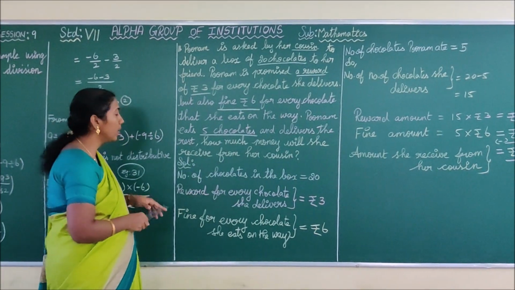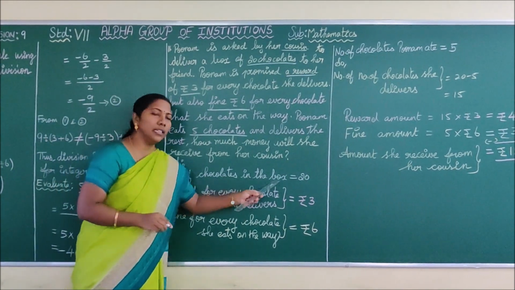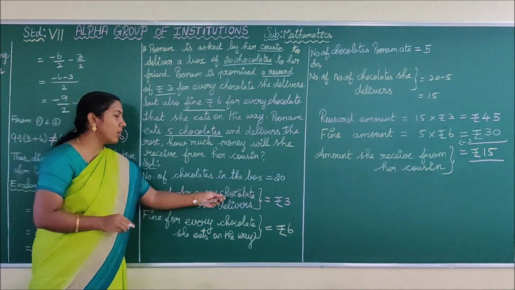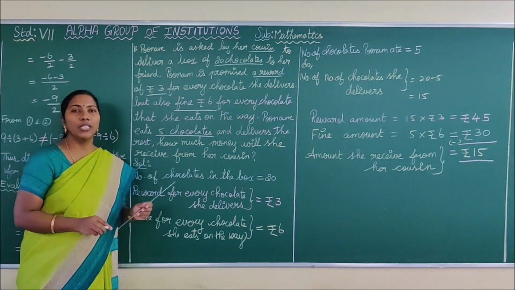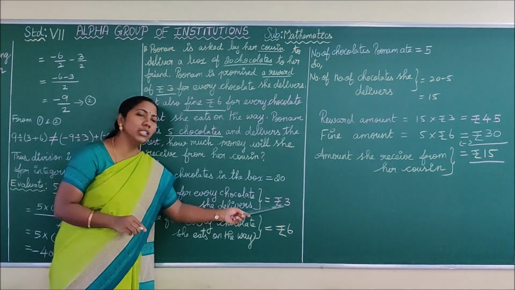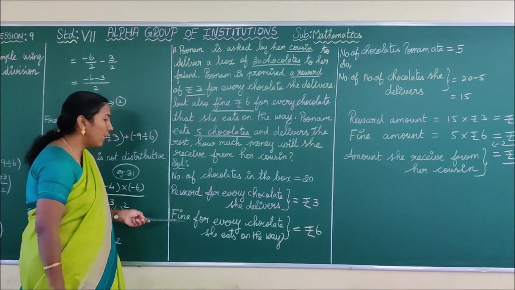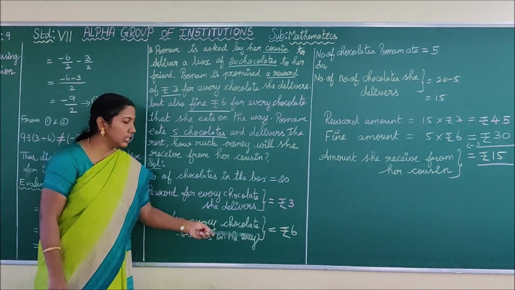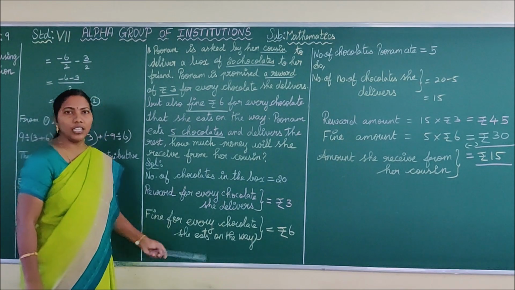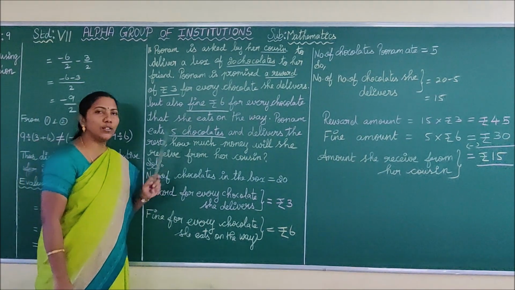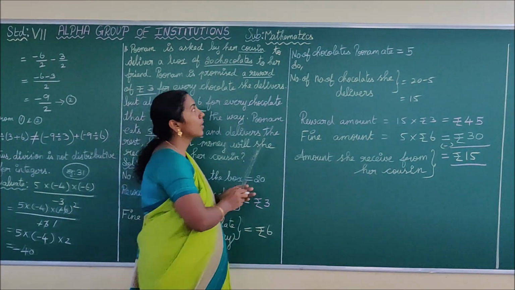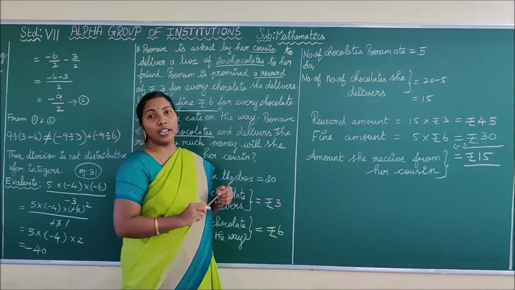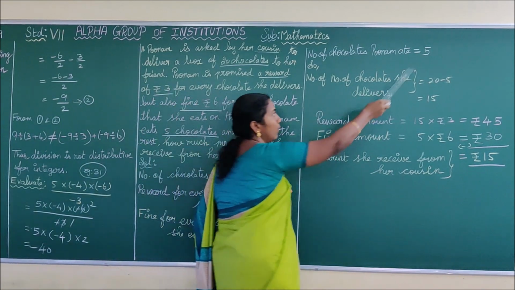Okay. Let us see the sum. What is the number of chocolates in the box? 20. Reward for every chocolate she delivers is rupees 3. So you have to write it as reward amount is rupees 3. Fine for every chocolate she eats on the way is rupees 6. These are the given data. Now we are going to find the answer to the question. See here, number of chocolates Poonam eats. That is, she eats how many chocolates? 5 chocolates. So you have to write here 5.